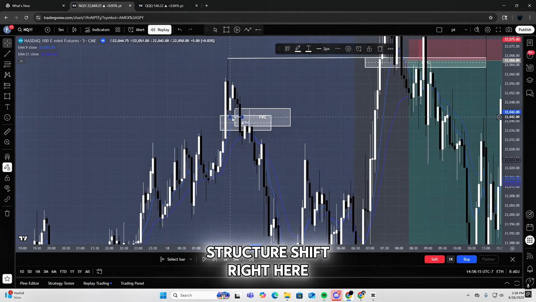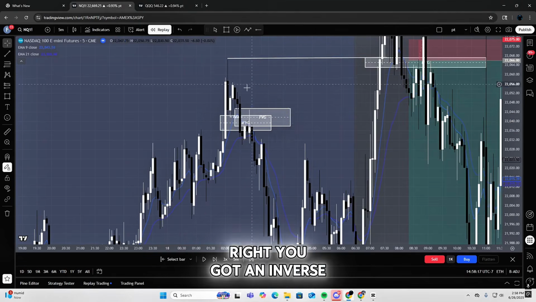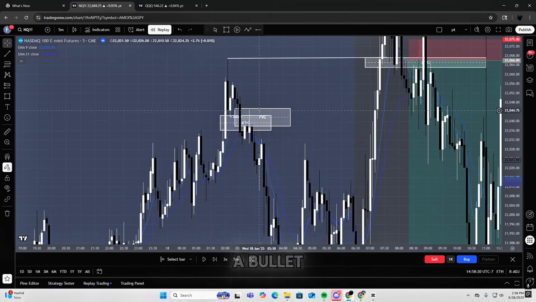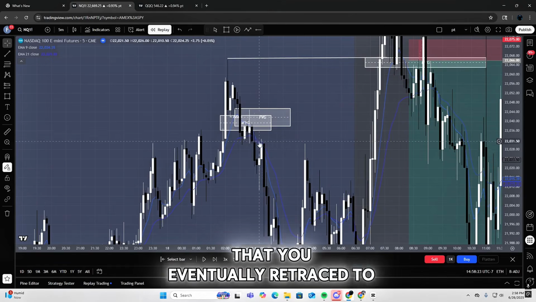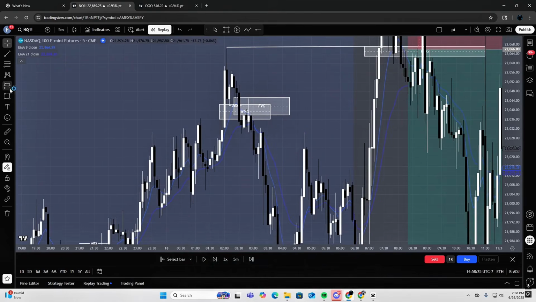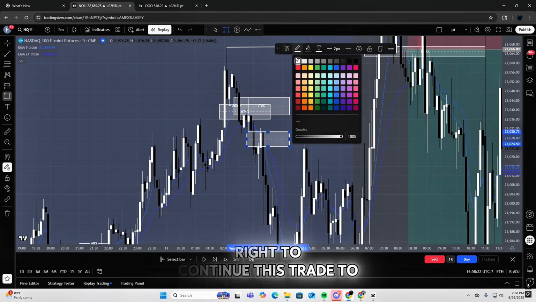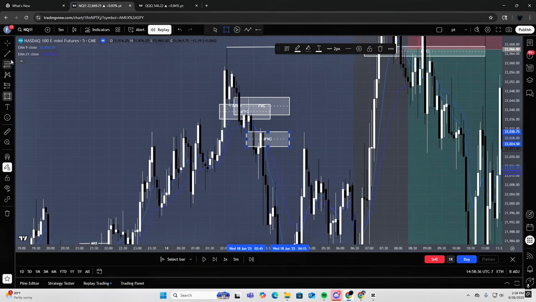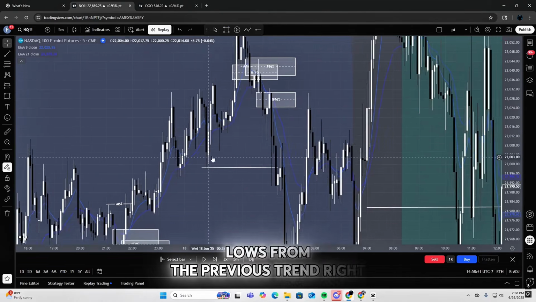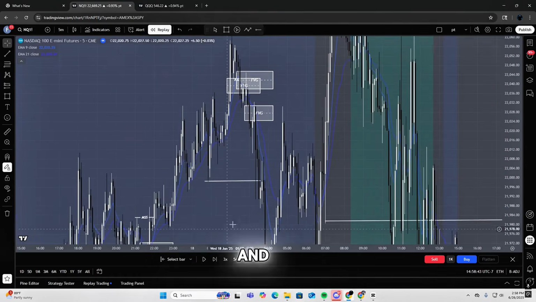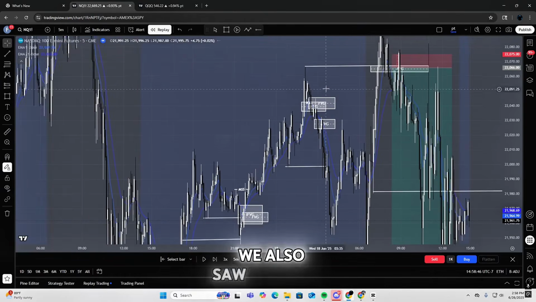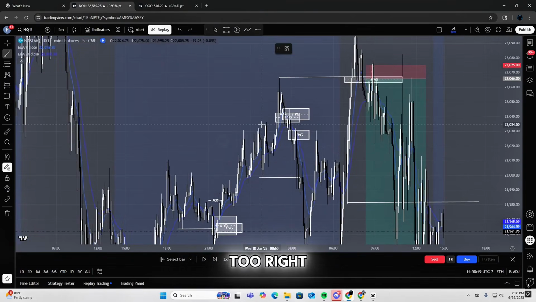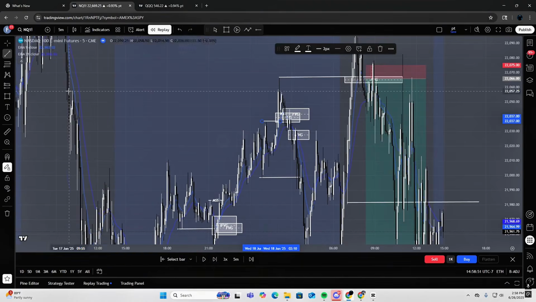So you got your market structure shift right here. You got an inverse fair value gap, and you got a bearish fair value gap that you eventually retrace to, and then you got your EMAs crossing to the downside, right? And now all you really want to do is see bearish confluences be formed and be supported, to continue this trade to the downside, and then target the lows, and keep breaking those higher lows from the previous trend. You could have caught a sell off here. We also saw there was a liquidity sweep here too, all the way right here.